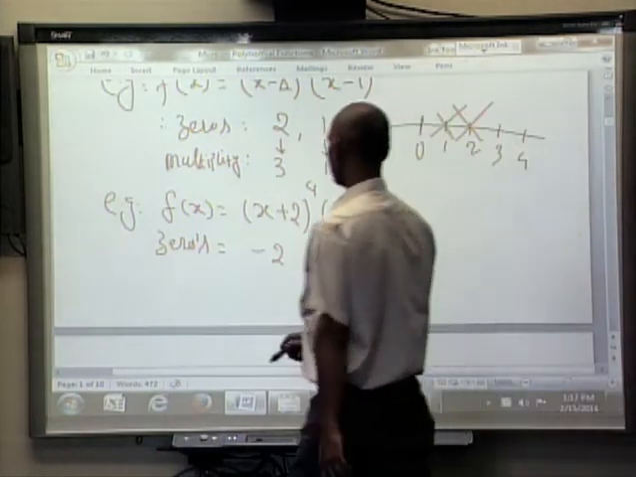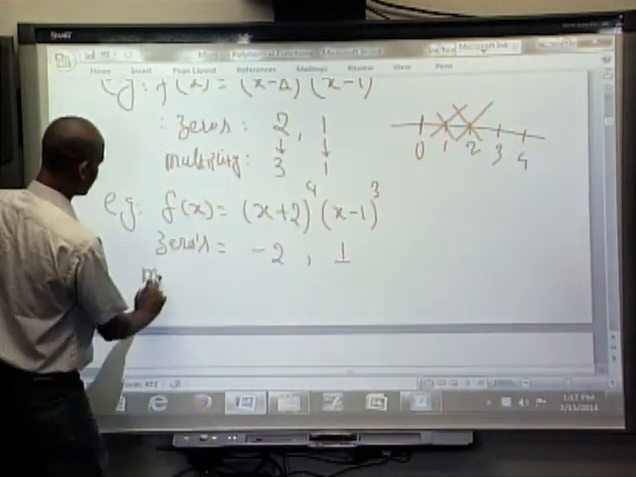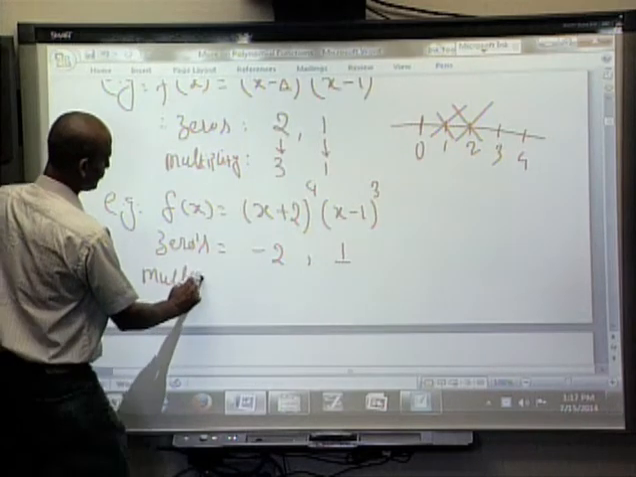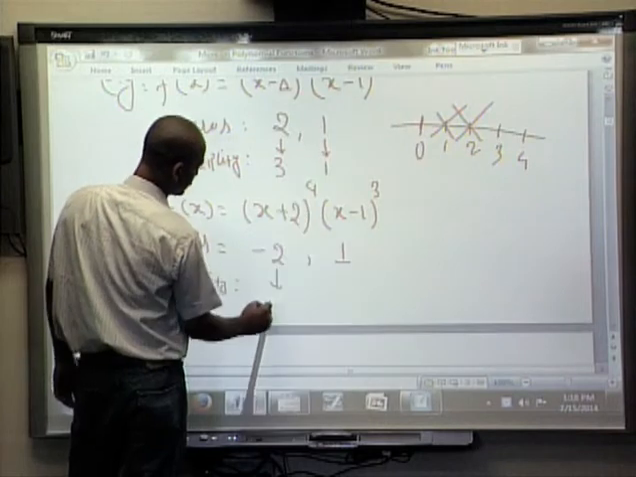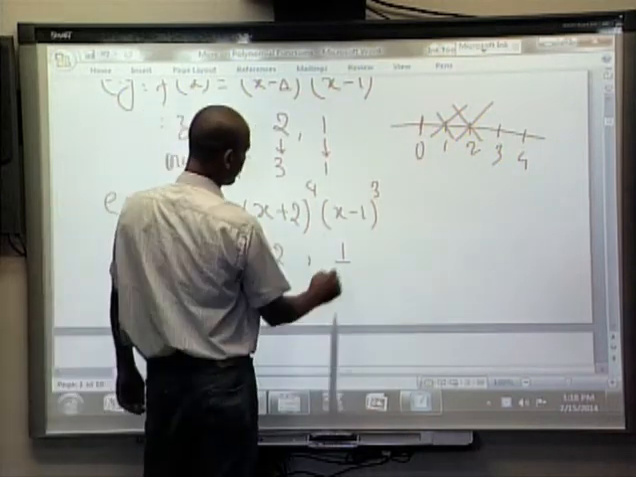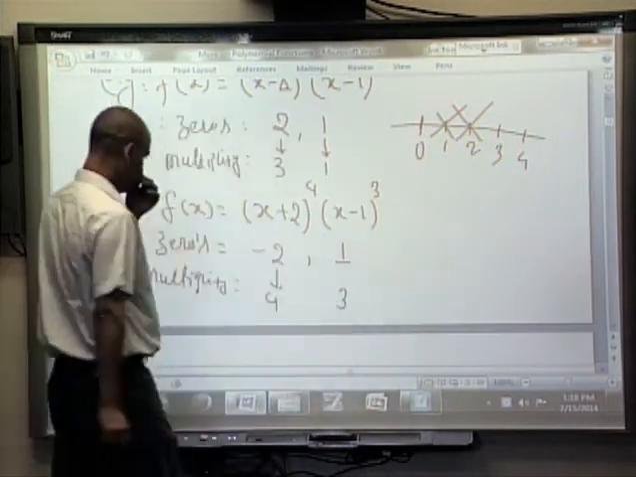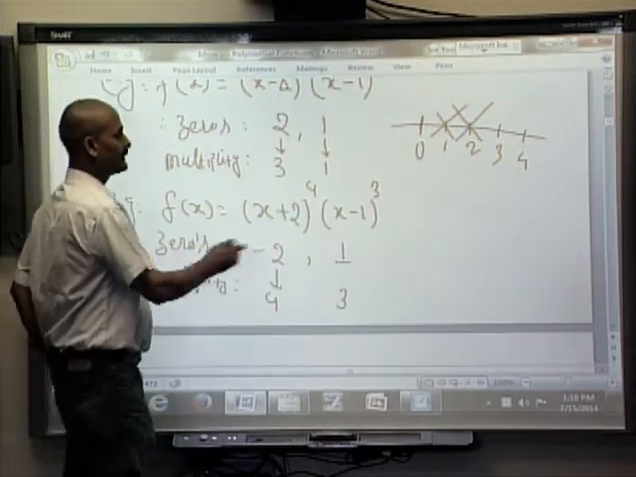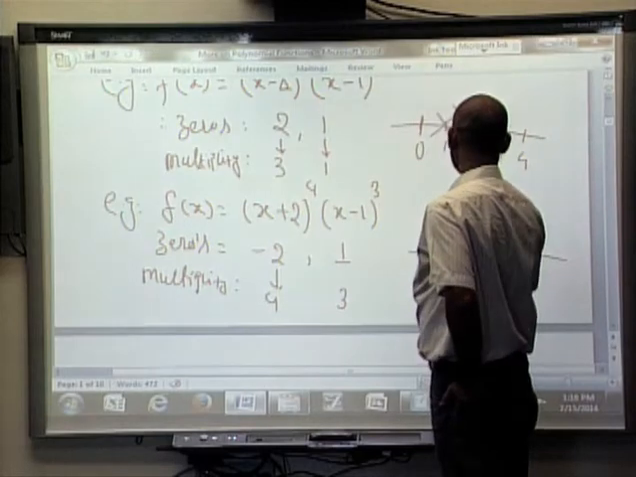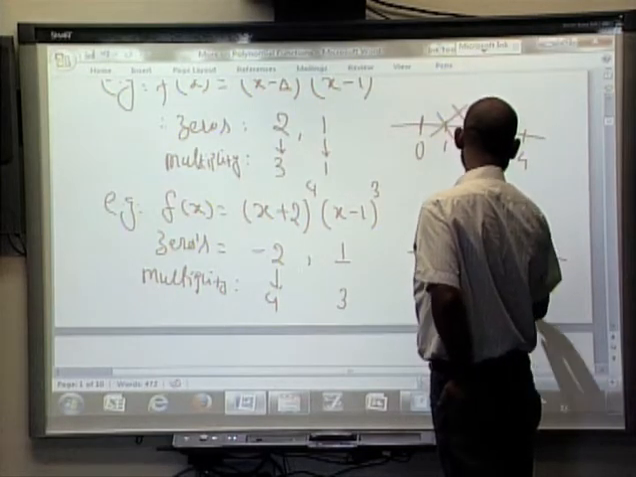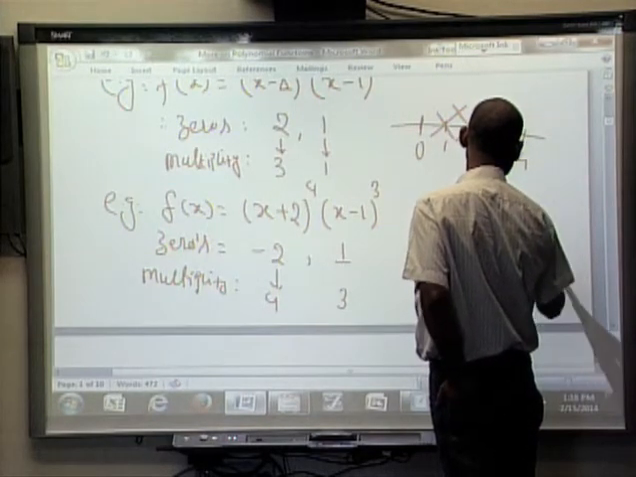Now, if we think of the multiplicity for negative 2, it is 4, the exponent is 4, and the multiplicity for 1 is 3. 4 is even, 3 is odd. So, if we sketch the graph of this function, let us say this is negative 2, this is 0, this is 1, this is 2, this is 3.